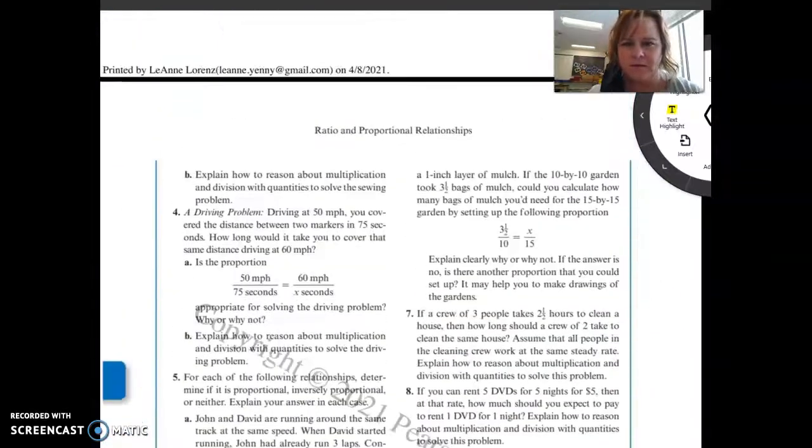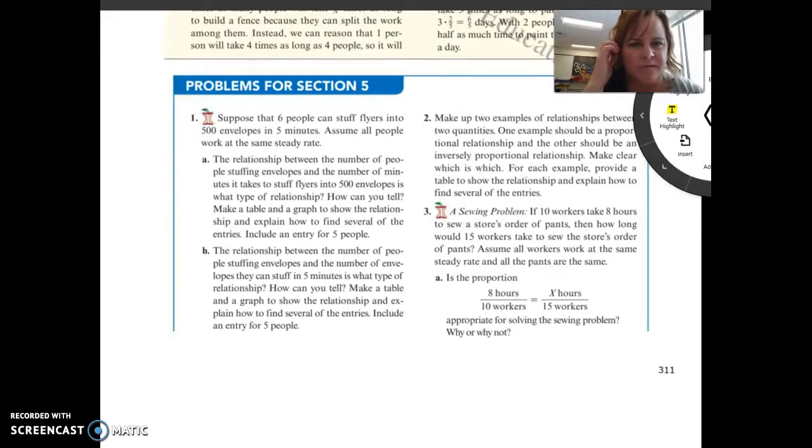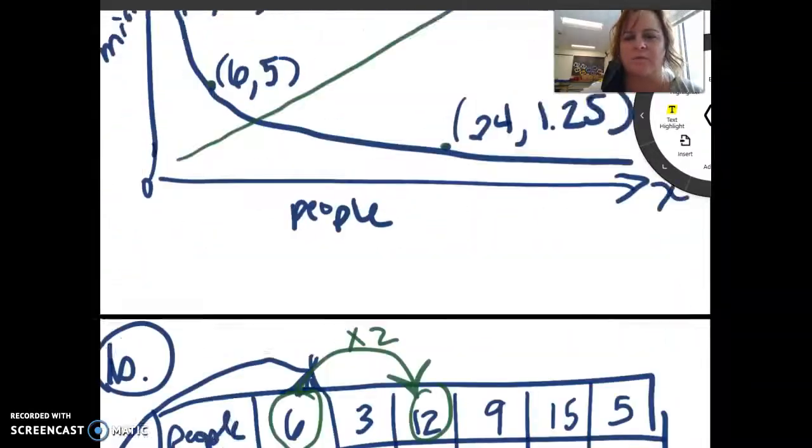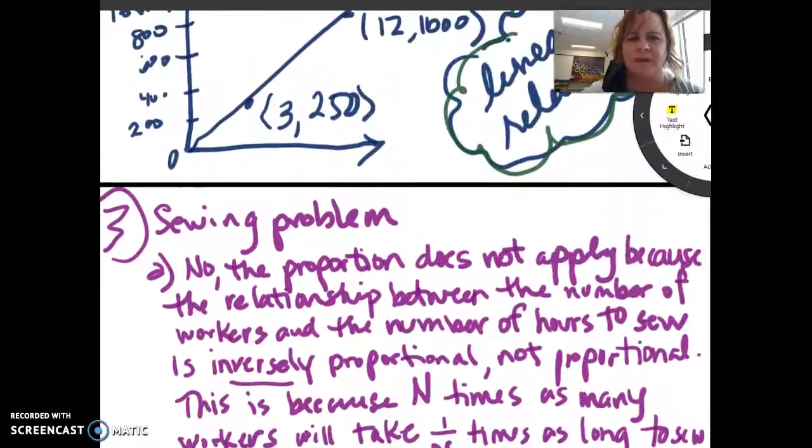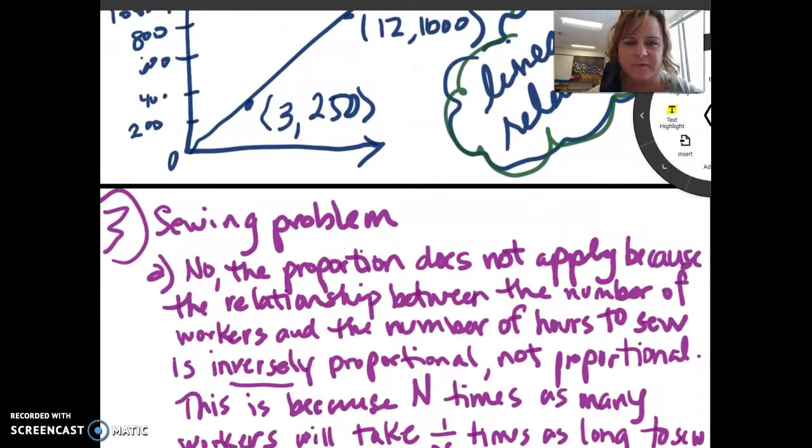All right, let's take a look at number 3. This is the sewing problem. If 10 workers take 8 hours to sew a store's order of pants, then how long would 15 workers take to sew the store's order of pants, assuming all workers work at the same steady rate? And then we have to look at this proportion and ask ourselves if it's appropriate for this problem. Hopefully you did number 1 first, and after doing number 1, you thought to yourself, wait a minute, that's not going to work because this is actually inversely proportional. The more people that are sewing, the less time it takes, not more time.